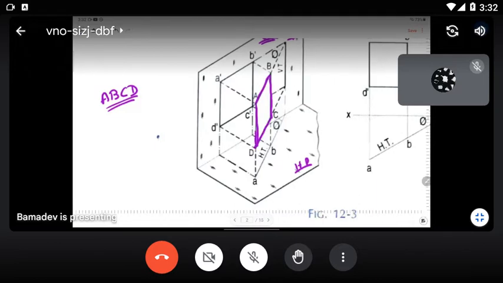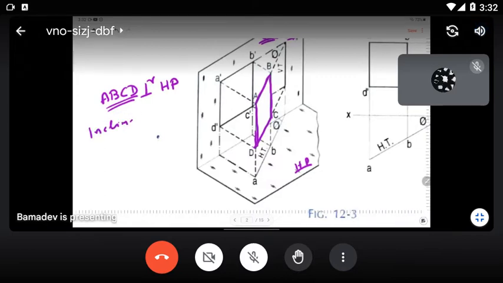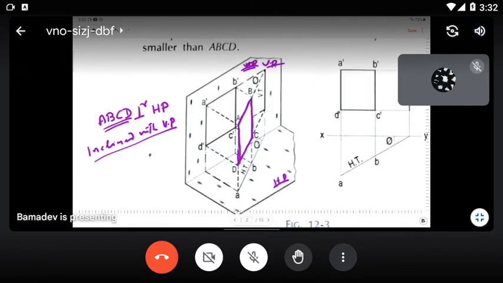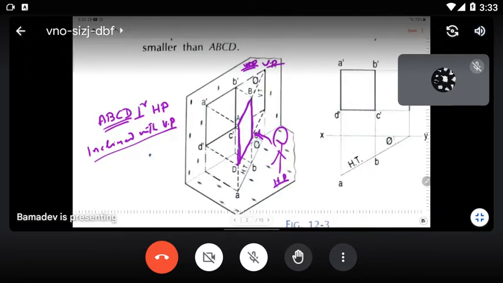This is perpendicular to which plane? The horizontal plane. It is perpendicular to the horizontal plane and inclined with which plane? The vertical plane. So in this case, you cannot draw the front view directly, since it is inclined. When you stand here and look towards it, you cannot see the exact length which is inclined.